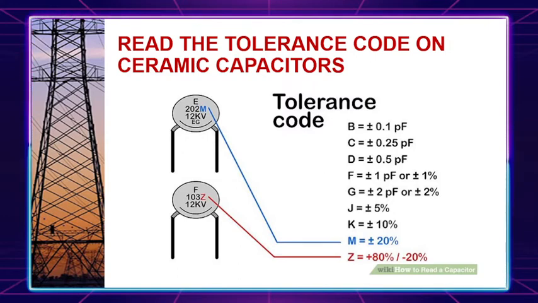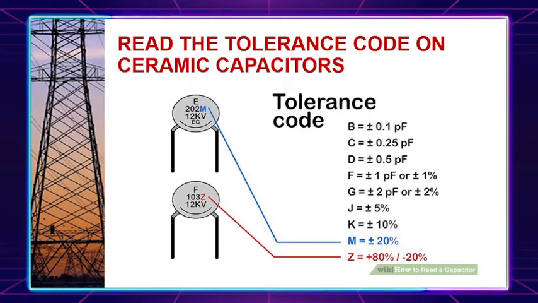This letter represents the tolerance of the capacitor, meaning how close the actual value of the capacitor can be expected to be to the indicated value of the capacitor. If precision is important in your circuit, translate this. B is equal to plus or minus 0.1 picofarad, as you can see.